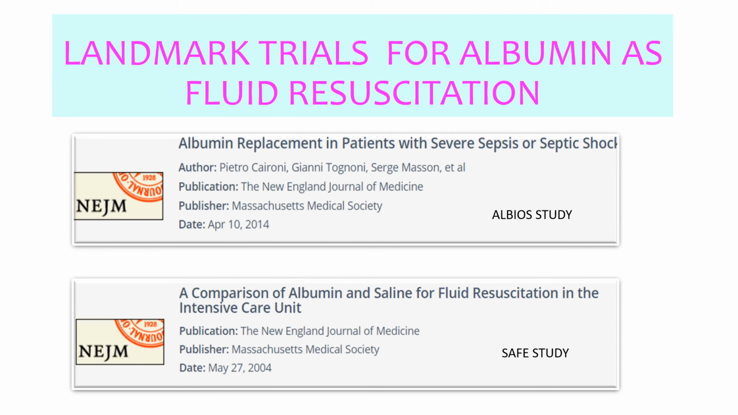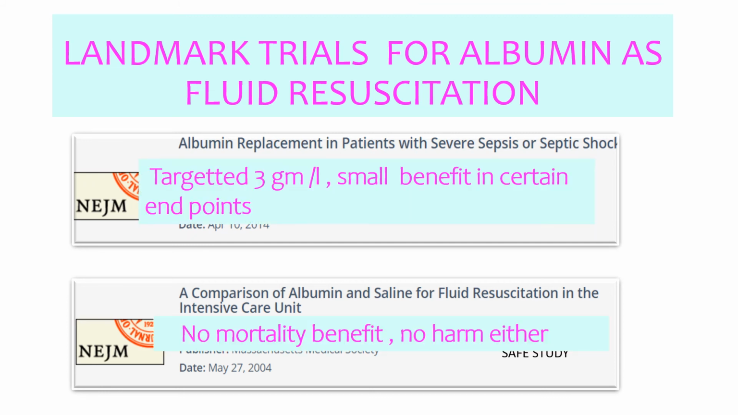These were the landmark trials for albumin as fluid resuscitation. And prior to the SAFE study, it was seen that albumin is harmful, but it clearly showed that there is no mortality benefit and no harm, more importantly, if you use albumin in the intensive care unit. Whether you use albumin or saline, it was the same for resuscitation. And the ALBIOS study actually targeted 30 gram per liter of albumin in patients of severe sepsis or septic shock, and small benefits were seen in certain endpoints. And this is now thought to be because of its pleiotropic effects, as I just told you, and not because of volume expansion.